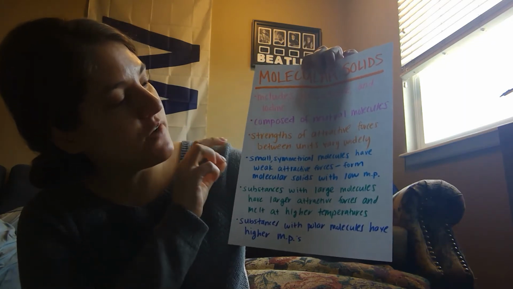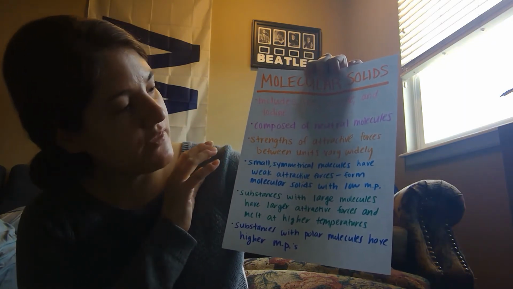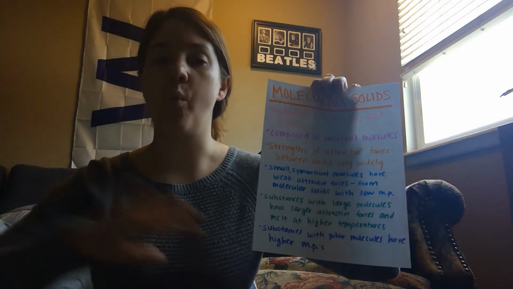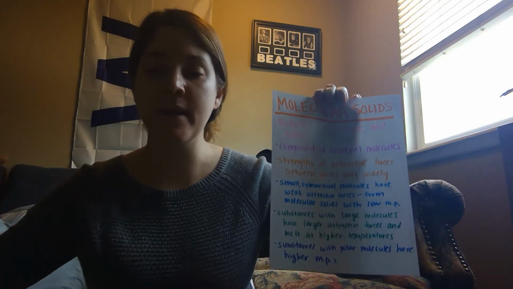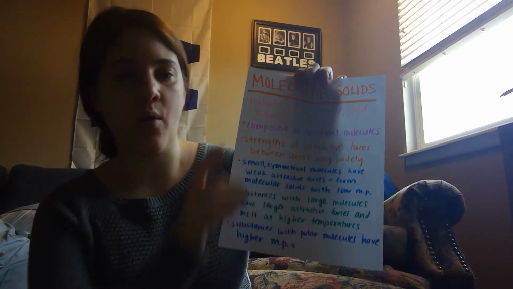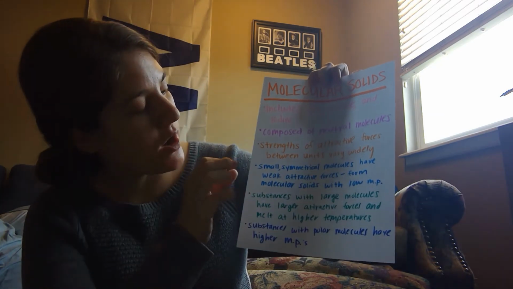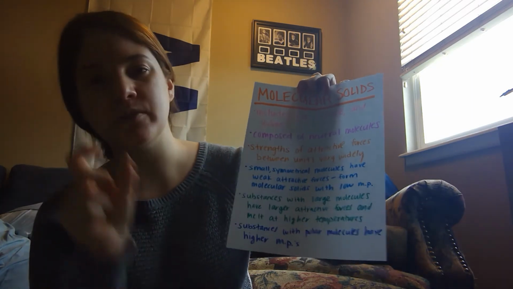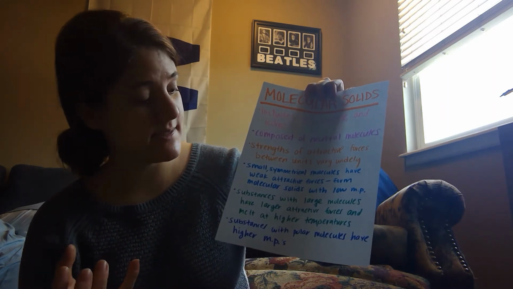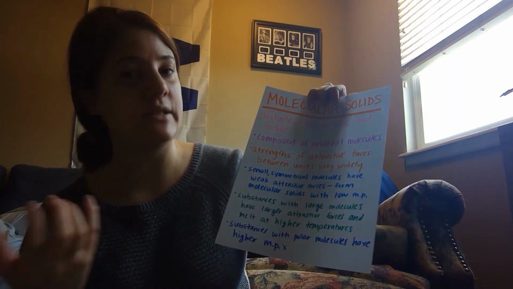Since they're composed of neutral molecules, the strengths of the attractive forces between the units vary widely. You can have some with very high melting points, some with very low melting points, some that are very strong, some that are very weak. But there's an order to that madness: small symmetrical molecules, so small nonpolar molecules, have very weak attractive forces, so they form solids with very low melting points.